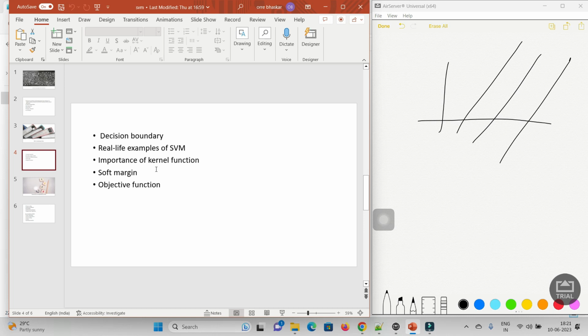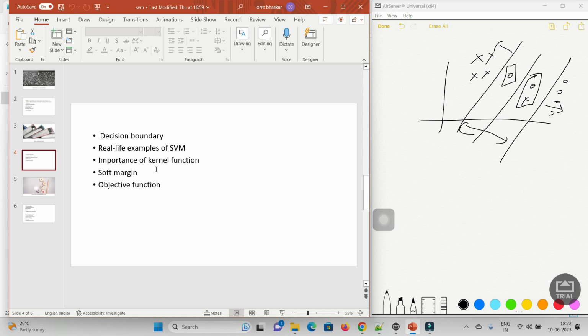As I said, the points should be above these points or in this direction. If there are points here, that means we are having misclassification. The points are misclassified. These points are. So this will be our margin.